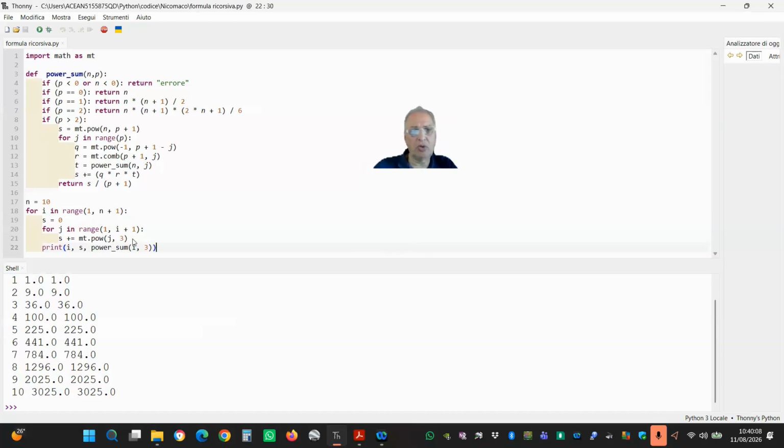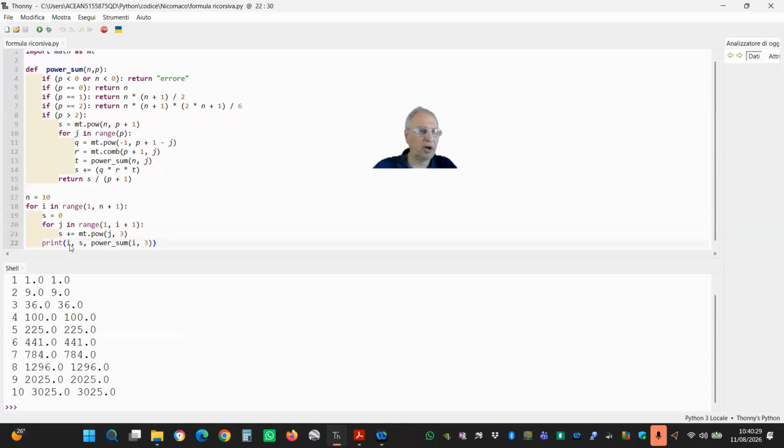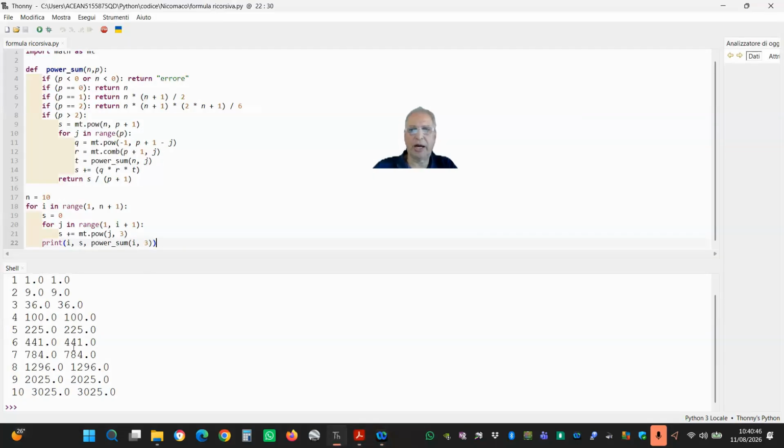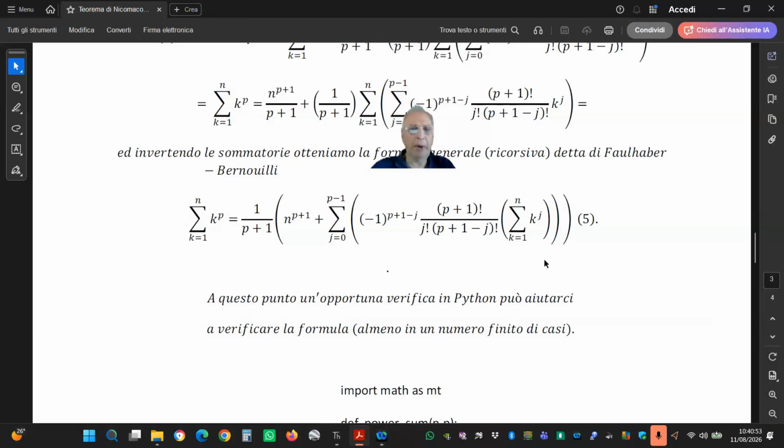Here in the main program, in the main part of the script, we can instead calculate directly the sum of k raised to p. And we do this, in this case, for the power p equals 3. All right? So we use p equals 3, and then we do it for various n: n equals 1, n equals 2, up to a total of n equals 10. Let's perform this calculation and see what the result is. In the printout, we have first the value of n, then the result of this sum, which is k raised to p, calculated directly, and then the result of this function, which is actually the application of this formula. And we see that it coincides in all cases.